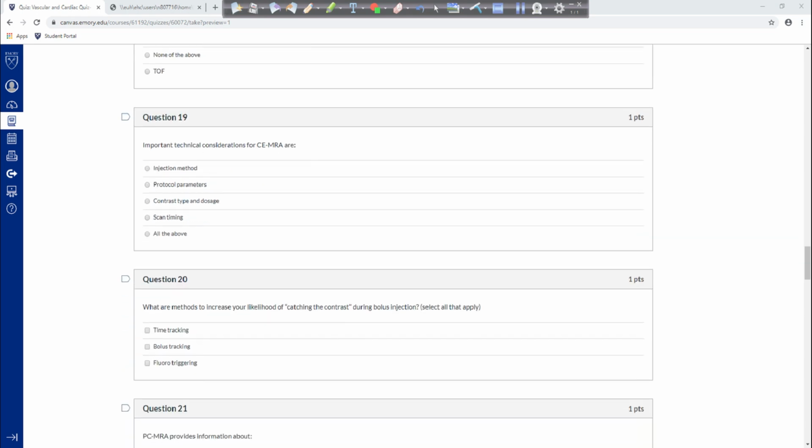So here are the important technical considerations for our contrast MRA. It is all of the above. Our injection method. Are we going to be hand injecting or power injector? Power injector.